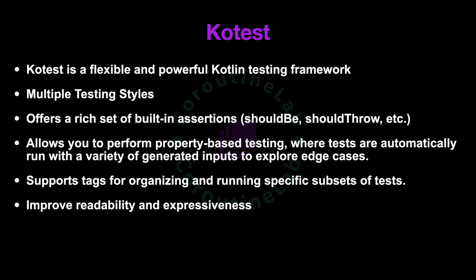Kotest also comes with a rich set of built-in assertions like shouldBe and shouldThrow, making tests clear and easy to read. One of Kotest's standout features is property-based testing, which automatically tests a range of generated inputs to help you discover edge cases you might have missed. It also supports tags for organizing and running specific subsets of tests, allowing you to target exactly what you need. Overall, Kotest makes testing in Kotlin both effective and enjoyable.